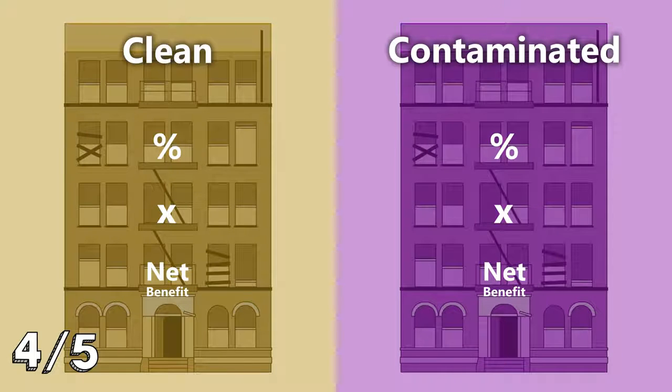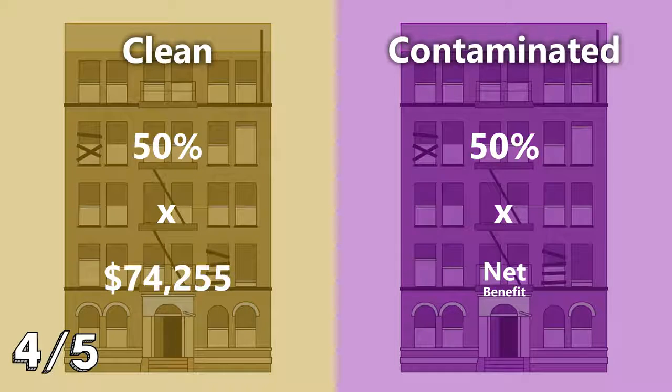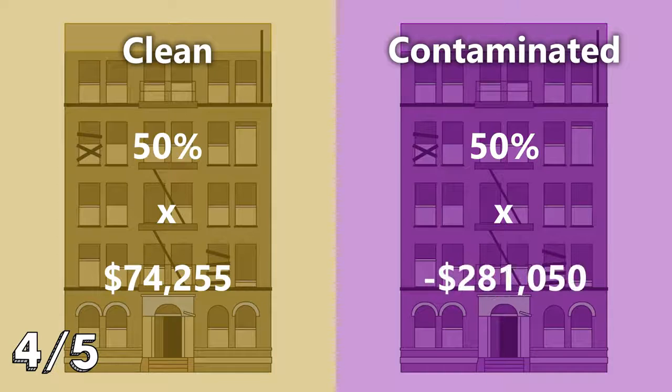The contamination probability number can be estimated as different situations determine: 40%, 50%, 60%, and so on. In this particular example, the probability for contamination is estimated to be 50%. So, if the expected value of the no further environmental investigation/build scenario is $74,255 if the site is clean, and the expected value of the remediation scenario is minus $281,050 if the site is contaminated, the adjusted net benefit value for the scenario would be calculated as follows.